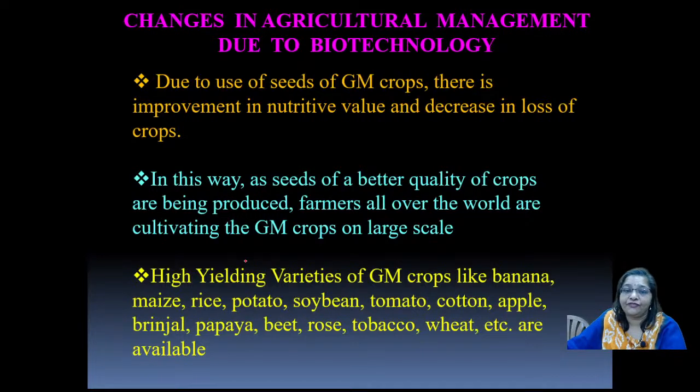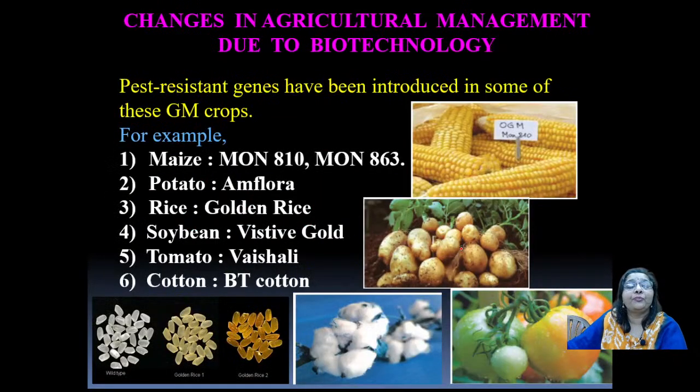In this way, as seeds of better quality crops are being produced, farmers all over the world are cultivating the GM crops on a large scale nowadays. High yielding varieties of the genetically modified crops like banana, maize, rice, potato, soybean, tomato, cotton, apple, brinjal, beet, rose, papaya, tobacco, wheat, etc. are available in large quantities. The pest-resistant genes have been introduced in some of the GM crops. Nowadays, we are having all these crops in the market: the BT cotton, the golden rice, the tomatoes, the potatoes and the maize, all these are the pest-resistant crops.